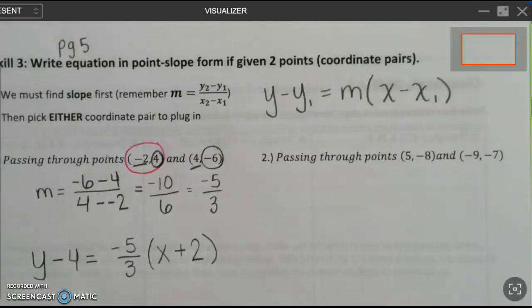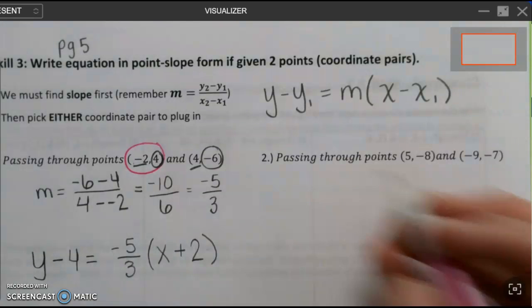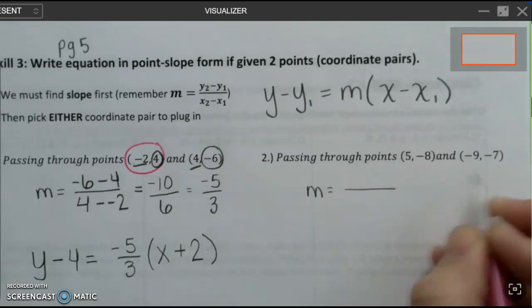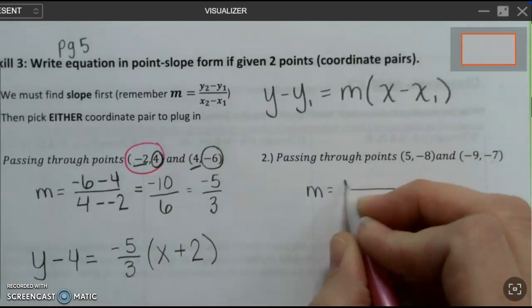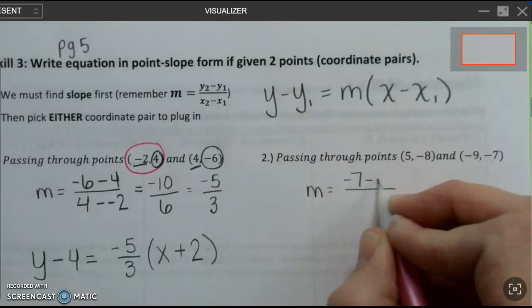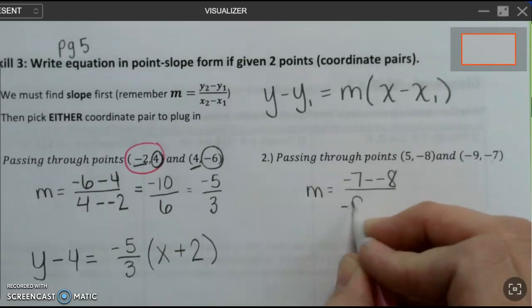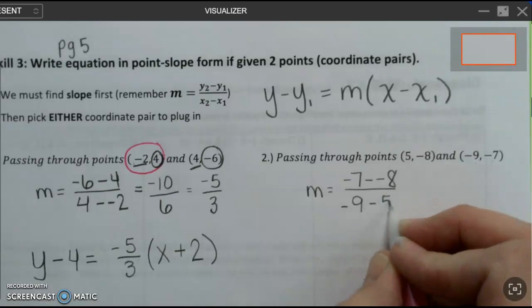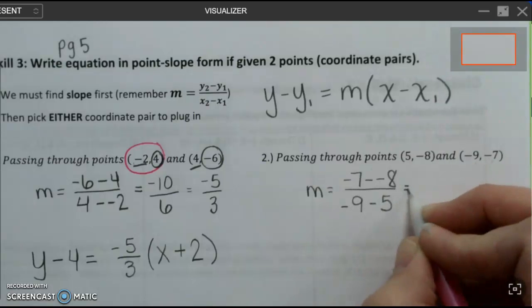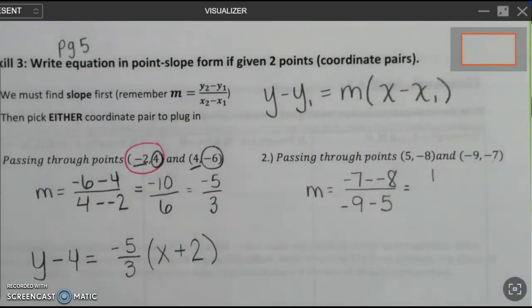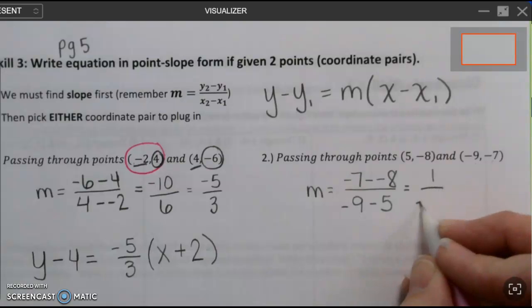You want to try it by yourself? Yeah. Okay. I'll pause. All right, let's see if you did it all right. Slope equals -7. We'll start in the back there. So it should be -7 minus a -8. And on the bottom, -9 minus 5. The slope is 1, which is crazy that that's 1, but it is, over -14.